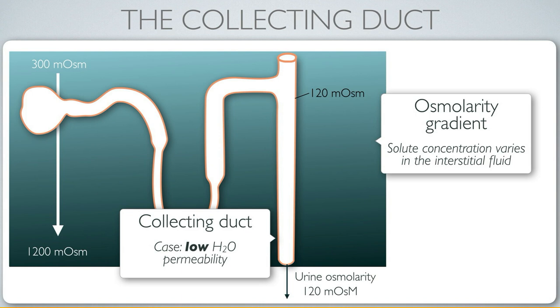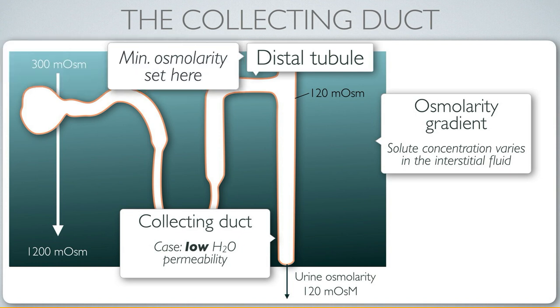Now that value of 120 milliosmoles illustrates the minimum osmolarity that could be generated, and that is set at the top of the collecting duct. Also, the last little bit of the tubule right before the collecting duct is called the distal tubule. So you can think of the distal tubule as setting the minimum osmolarity that could possibly be achieved as the filtrate moves through the collecting duct. You can only increase the osmolarity from what it is at the distal tubule by removing water via osmosis along the collecting duct.